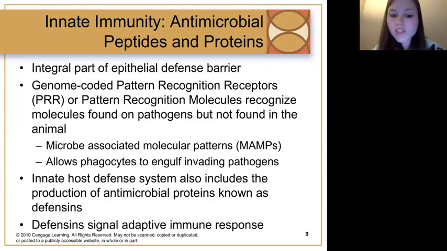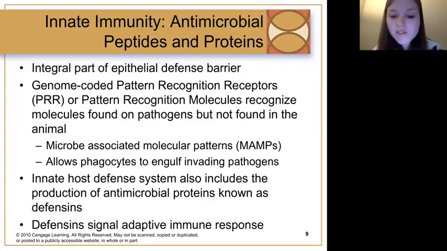Microbe-associated molecular patterns, or MAMPs, is what these receptors will recognize. When these receptors recognize those patterns, that tells the cell, okay, this is a bacteria, this is not a body cell, and it will allow the phagocytes to engulf invading pathogens. It will also start signaling more immune responses. It will signal the release of other immune chemicals and cells to let everybody know, hey, there's a pathogen trying to invade, we need to deal with this.